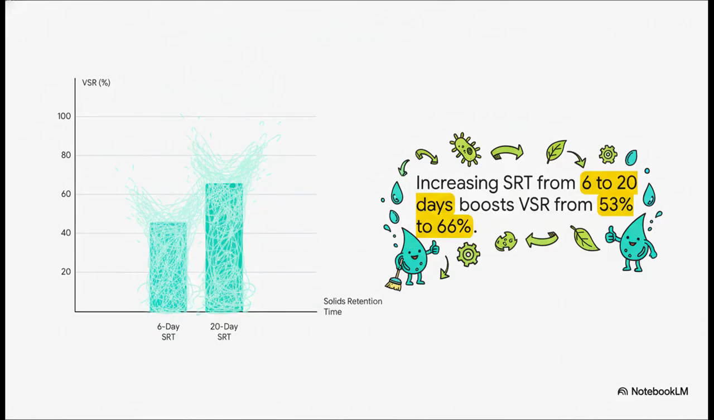And we can see this clear as day in the data. Just look at this. If we increase the solids retention time from just 6 days up to 20 days, we see the cleanup score, the VSR, jump from 53% all the way to 66%. That is a massive improvement, and it all comes from just giving the microbes more time to do their thing.